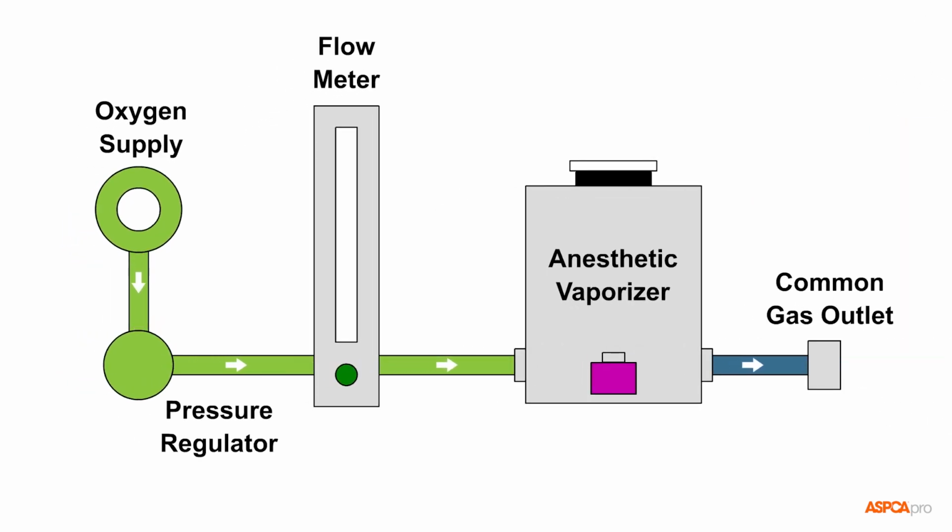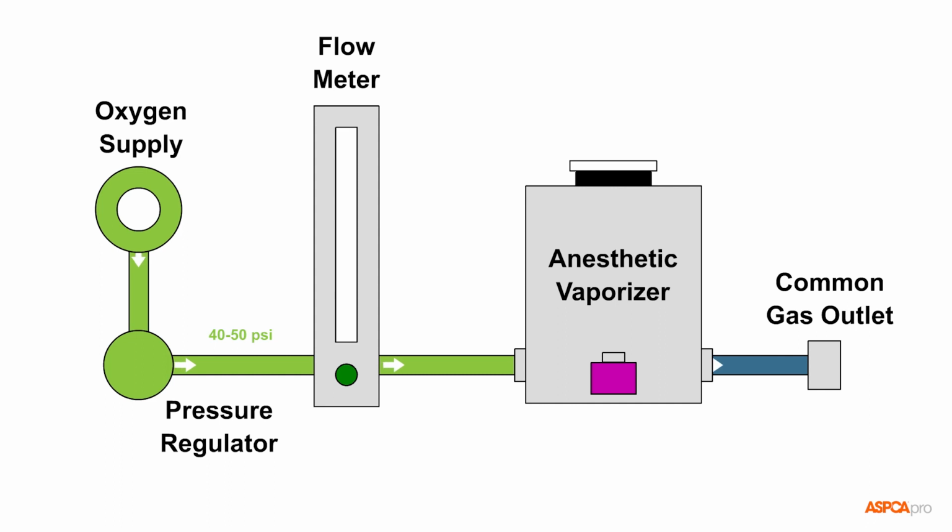Our oxygen supply is usually a compressed gas cylinder connected to the machine or a wall outlet connected to a supply elsewhere in the building. The pressure of this oxygen is anywhere up to 2,200 pounds per square inch, or PSI, which is too high for a patient's lungs. Because of this, a pressure regulator connected to the supply reduces it down to 40 to 50 psi before it even enters the machine.